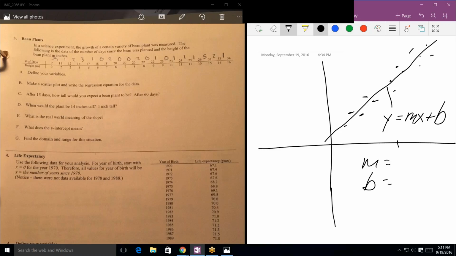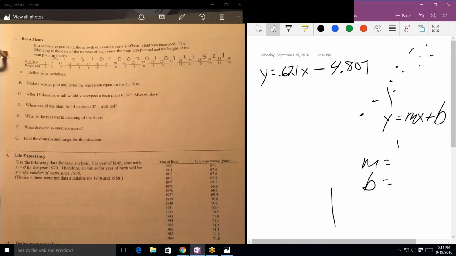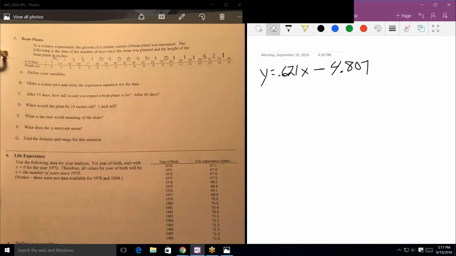For sure. Okay. So I got y is equal to 0.621x minus 4.807. Okay, like that. Yeah. Okay. Now we can answer the other questions. After 15 days, how tall would you expect a bean plant to be?